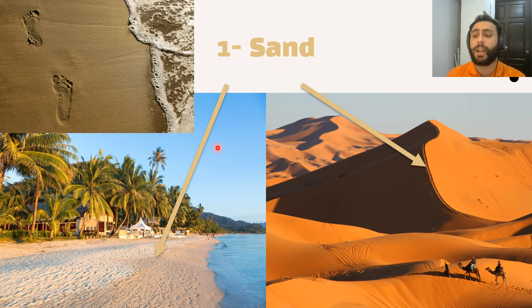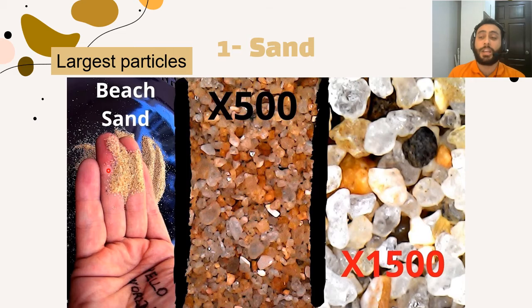Now, sand, you can find it on the beach, in the desert. You can find it everywhere. So, sand's particles can be found everywhere. Look at this one. I'm sure you have seen and touched sand. It's not very nice to touch, or when it gets in your mouth, it's not very nice. So that is sand. Now, if you zoom in so much, this is what sand looks like. You see, different sizes. This is very small. This one is very big. So, this is sand. It has the largest particles.